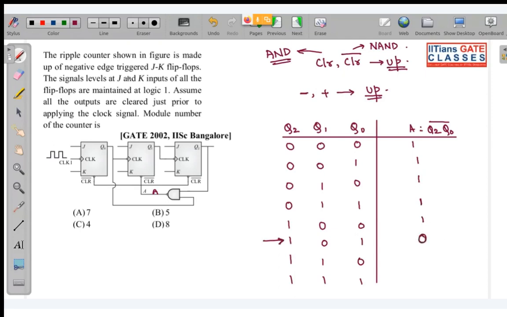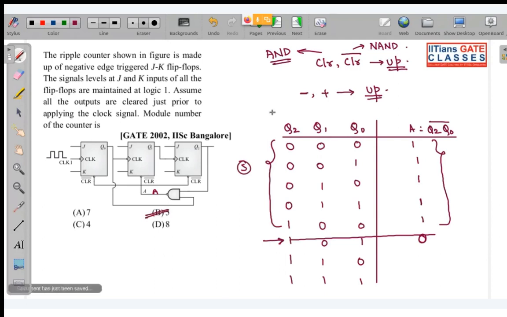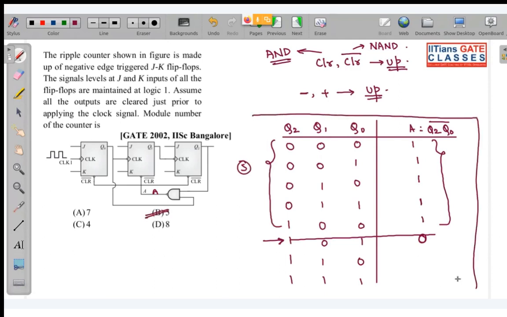So this is 0. Now as this is your asynchronous clear, this state is not going to be counted. Only these 5 states, 1 2 3 4 5, are going to be counted. So this is a mod 5 up counter. Now if we had to solve it in an examination, we don't even require this much calculation.